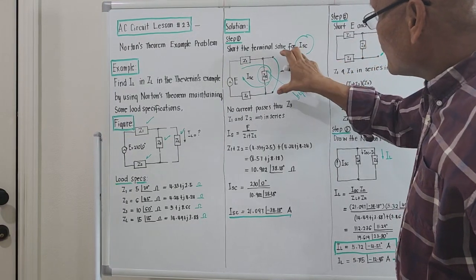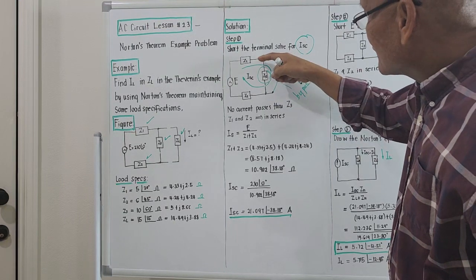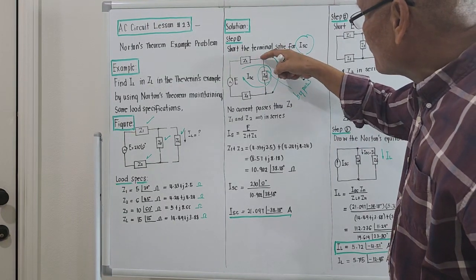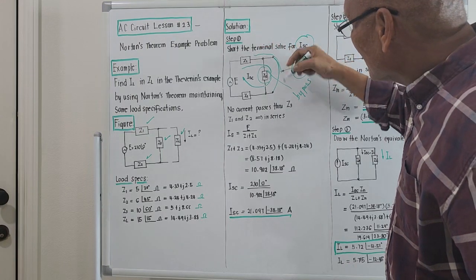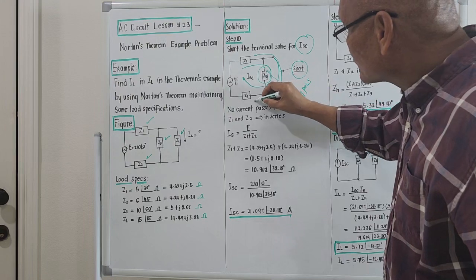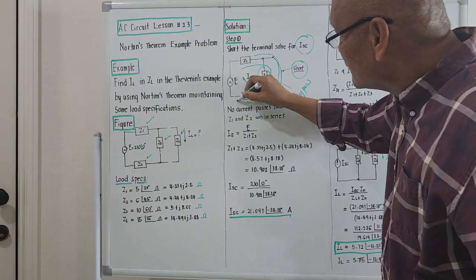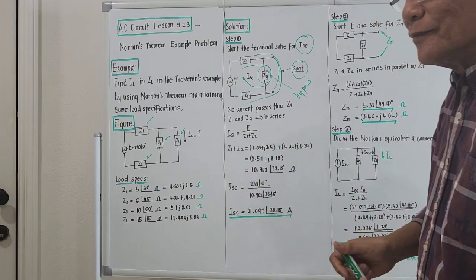Right? If we short this one, no current will pass through C3. Instead, the current that would have passed through C3 will pass through this one here. It will not pass through C3. Then it will go here, then go back to C1, then go back to A. That's the nature of a short circuit.